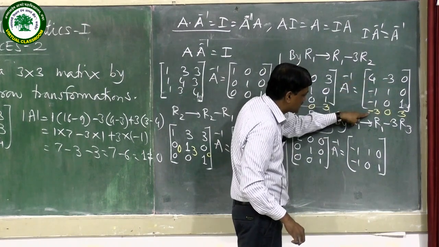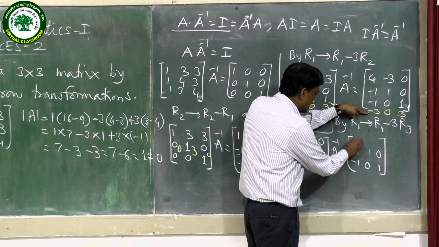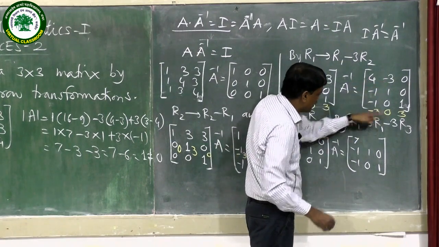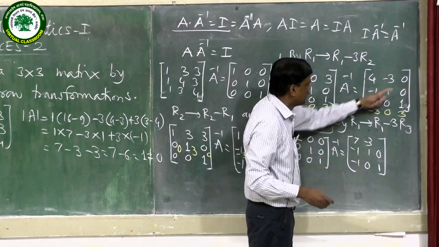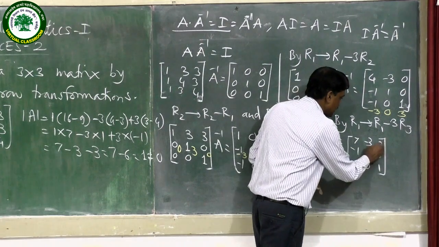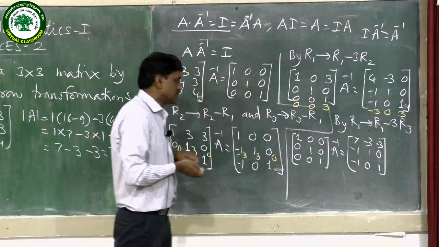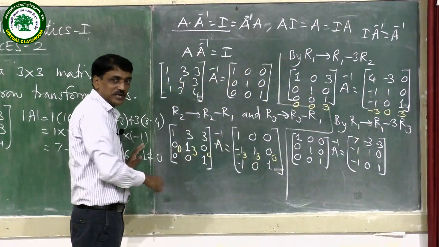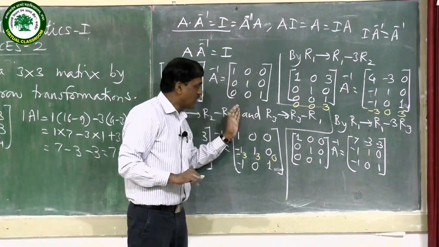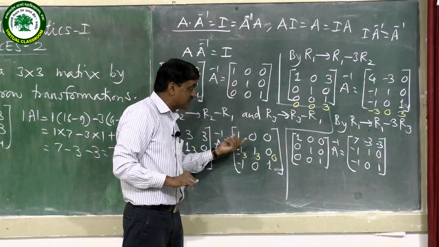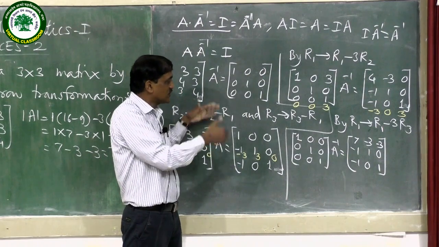4 minus minus 3, it means 4 plus 3, it is 7. Minus 3 minus 0, it is minus 3. 0 minus 3, it is minus 3. See, while performing these transformations, we have to take one care. We have to leave unchanged the previous zeros and 1s once we have obtained them.